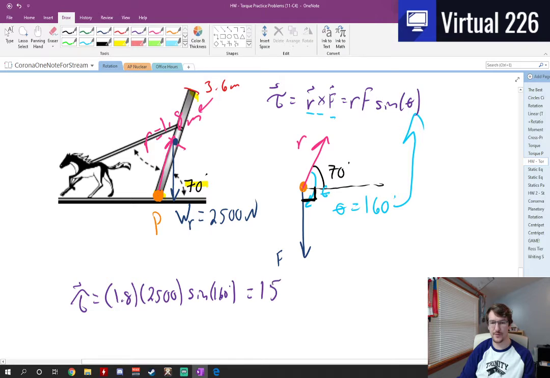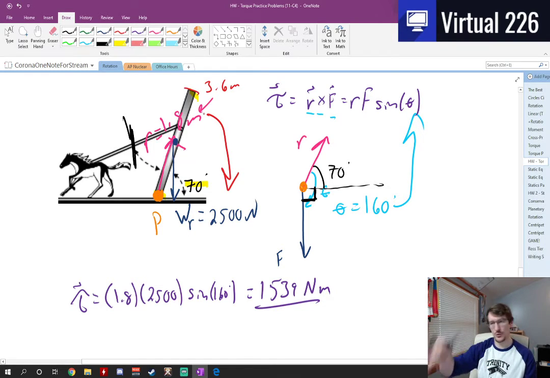So 1,539 newtons for the force, meters for the distance. And that's our torque. If we want to figure out the direction, if we imagine that we snipped the rope here, we cut it, this rod would start to fall this way, right? Well, looping around like that, we can see that this is a clockwise rotation, which is negative in the world of mathematics.